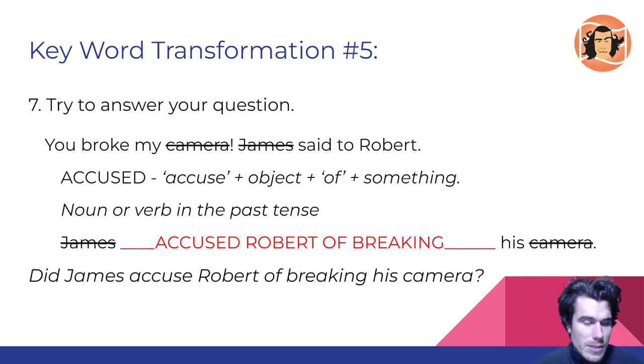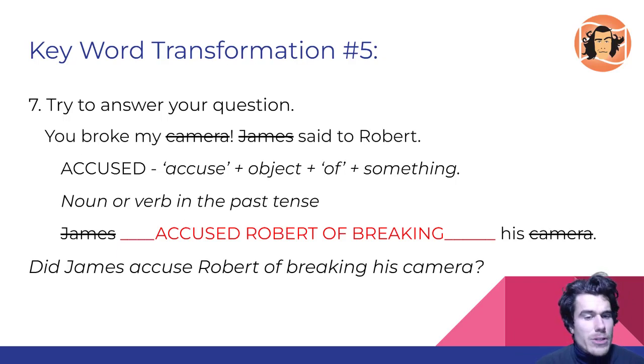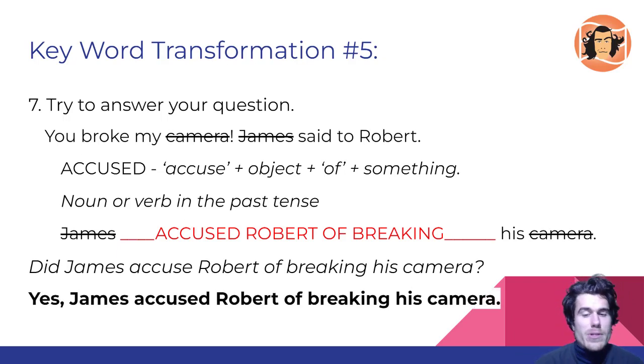Well, in the example sentence it says, "You broke my camera," James said to Robert. So yes, James did accuse Robert of breaking his camera. And another way to say that is to say, yes, James accused Robert of breaking his camera. The key word is accused, so we need to say James accused rather than James did accuse, which would be a good sentence, but it wouldn't be using the key word exactly, and we need to use the key word exactly. So, James accused Robert of breaking his camera. Yes, he did. Step number 8.